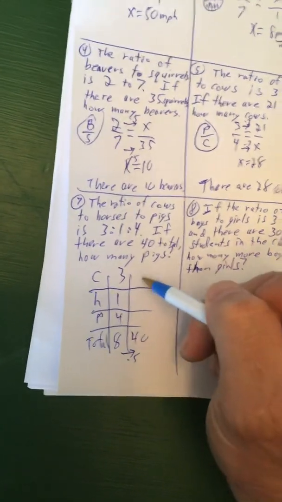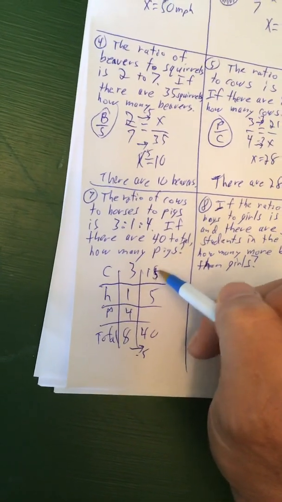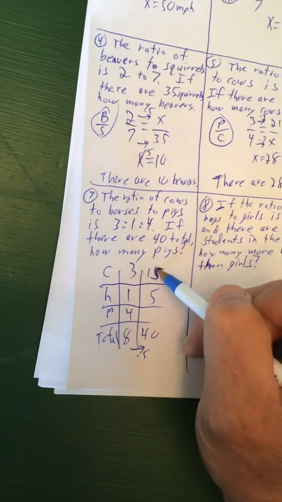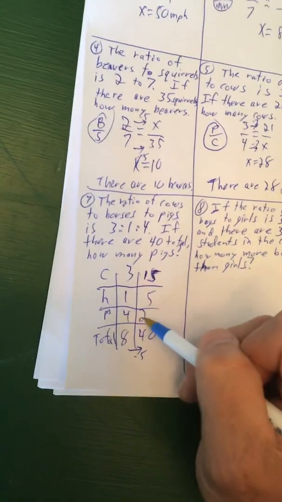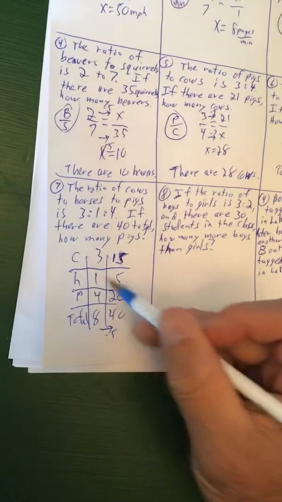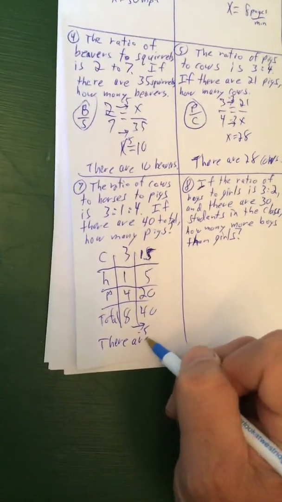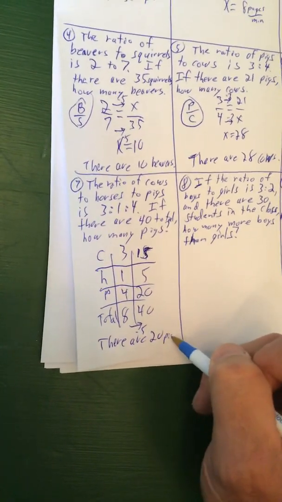This is times 5. So 15, 5, and 20. And you can add, double check, that adds up. So how many pigs? There are 20 pigs.